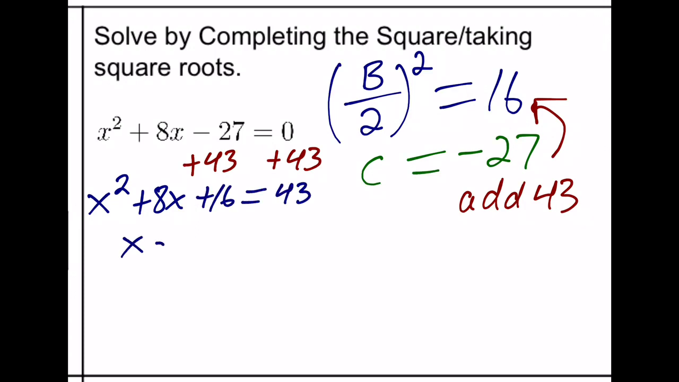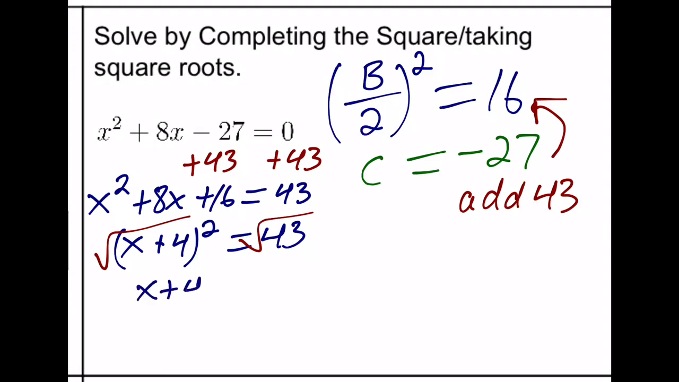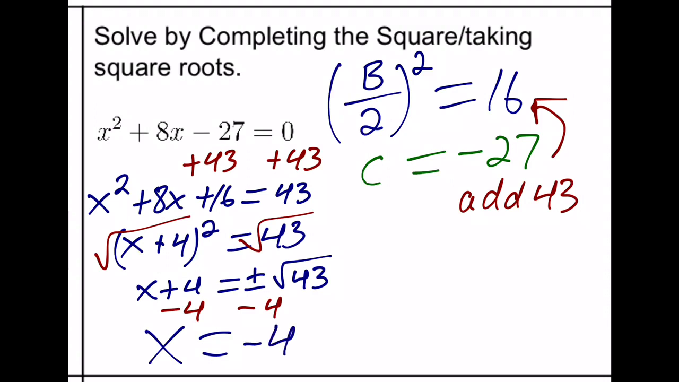I can condense this to x plus 4 squared is equal to 43. If I take the square root of both sides, I get x plus 4 is equal to plus or minus the square root of 43. The last step is to subtract 4 from both sides. And my final answer is x is negative 4 plus or minus the square root of 43.